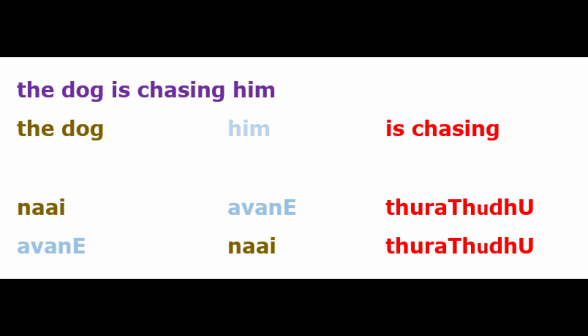So let us not complicate ourselves here. Let us keep it simple. It's just for you to understand that there are various ways of saying things. Nai Avana Thorathadu and Avana Nai Thorathadu. Both of the phrases mean just the same. People may easily confuse that the first one, Nai Avana Thorathadu, is the dog is chasing him, and the second one, Avana Nai Thorathadu, People might think that he is chasing the dog. No, both of them mean the dog is chasing him. So I have given it in proper colors for you to understand.